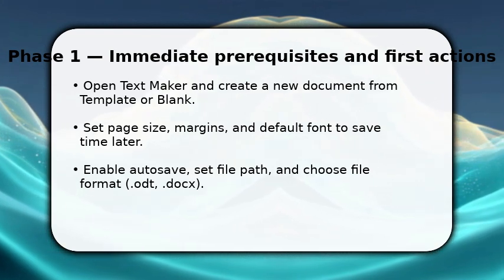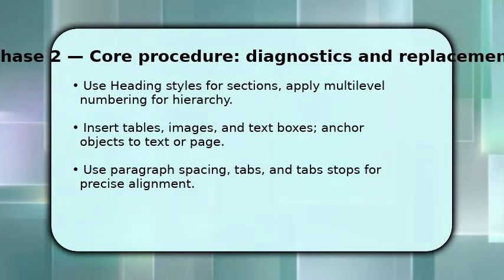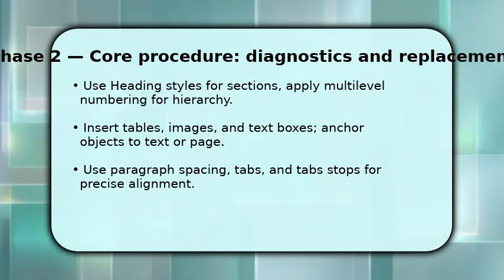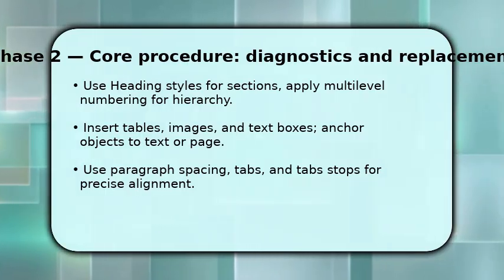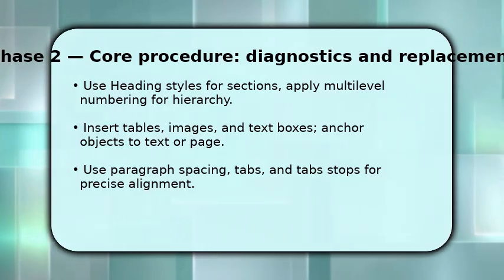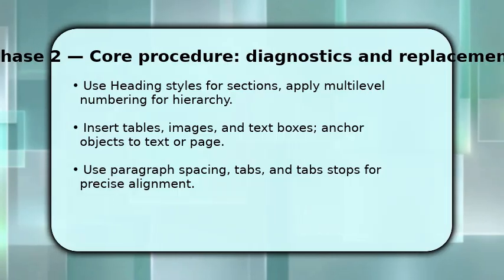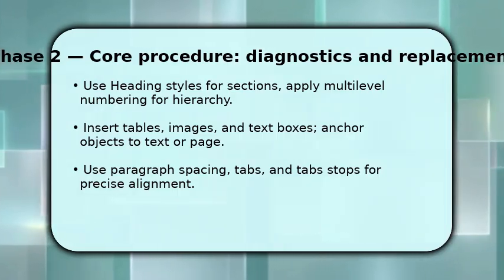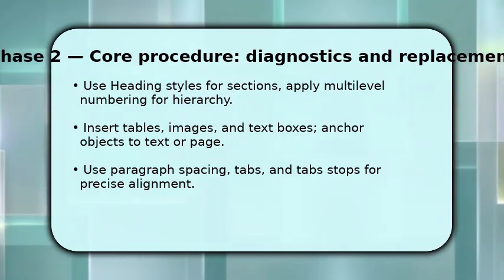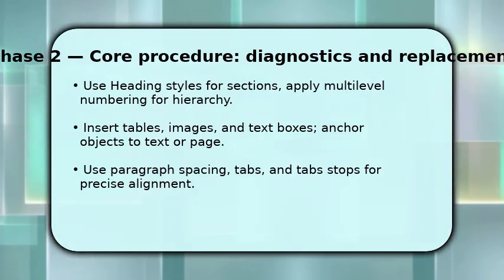Now you build the document structure and refine formatting. Apply heading styles to create an automatic outline and multi-level numbering so navigation is consistent. This also generates a table of contents later. Insert tables or images and anchor them to text or page depending on flow. Once anchored, adjust wrap settings so text reads naturally. Use paragraph spacing and tab stops for precise alignment. This keeps columns tidy. You'll see the document come together and remain easy to edit as content grows.